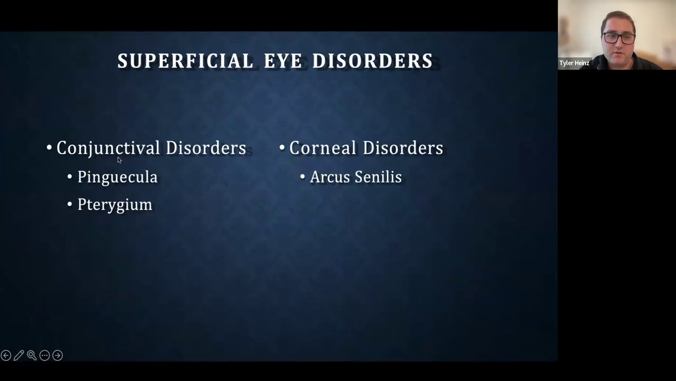So, our conjunctival disorders. Remember, the conjunctiva is our thin layer of transparent skin over the eye and inside of the eyelids. So, our conjunctival disorders, we have pinguecula and pterygium. And our corneal disorders known as arcus senilis.